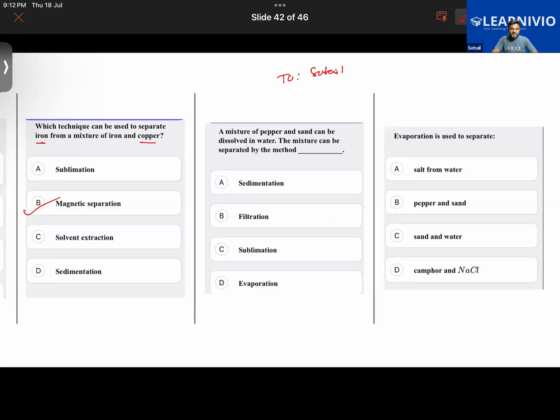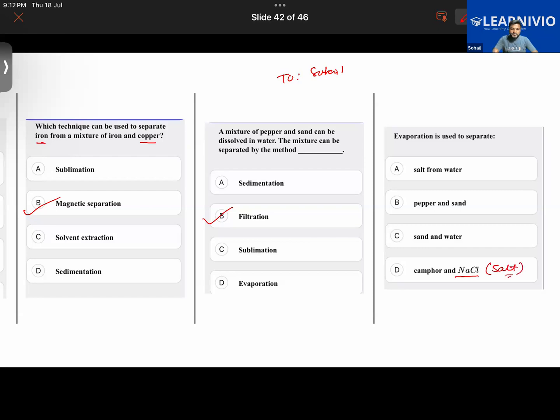Exactly. So a mixture of pepper and sand can be dissolved in water. The mixture can be separated by the method of filtration. For the fourth question, the D1, okay, that is NaCl. That is the common salt that we use at home.